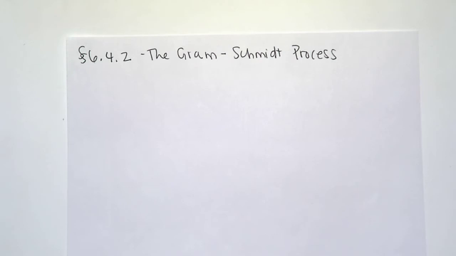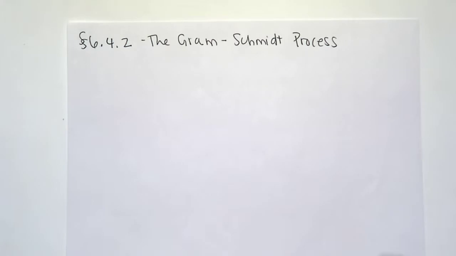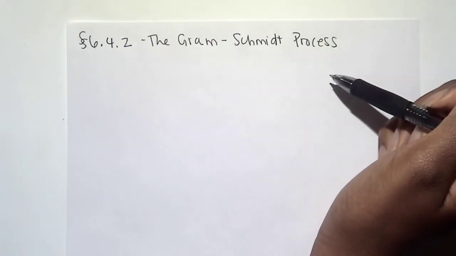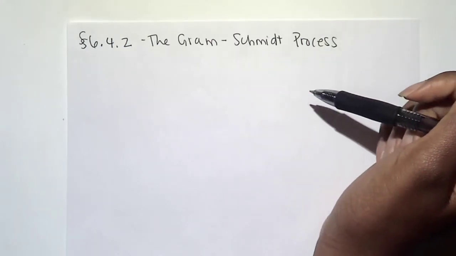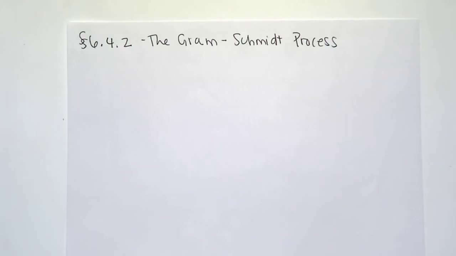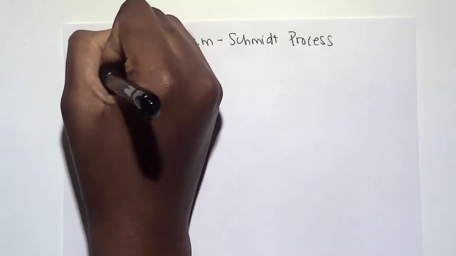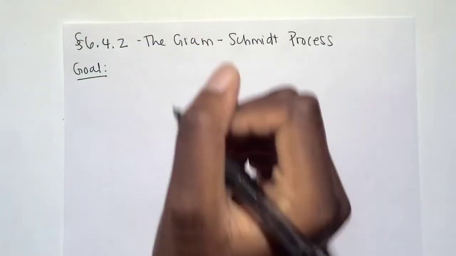All right, so now we're going back to 6.4, specifically part 2. We have everything we need to be able to look at the Gram-Schmidt process. And so we're going to go through the whole Gram-Schmidt process of changing a basis into an orthogonal basis. So here's the goal of the Gram-Schmidt process.